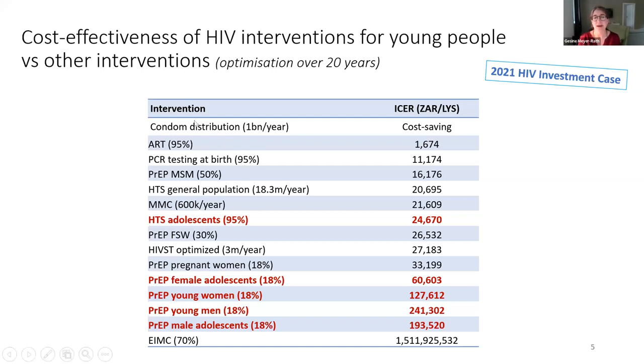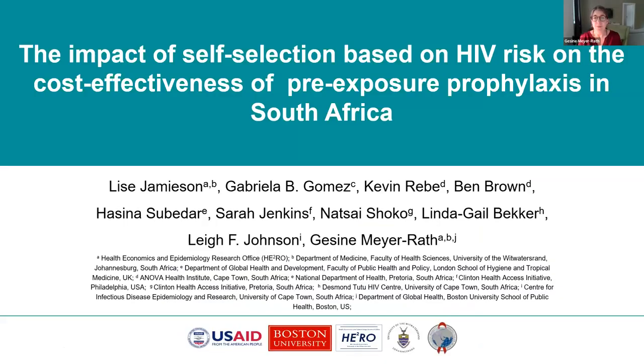They are trumped by improving condom distribution and uptake, ART, testing of infants at birth, PrEP for gay men, as well as HTS to the general population and medical male circumcision. And that's before the first adolescent intervention or specific intervention rolls around. Why do we think that's the case? Let's look at the intervention cost effectiveness in more detail.